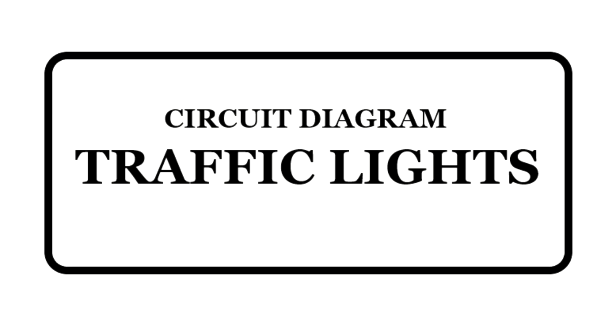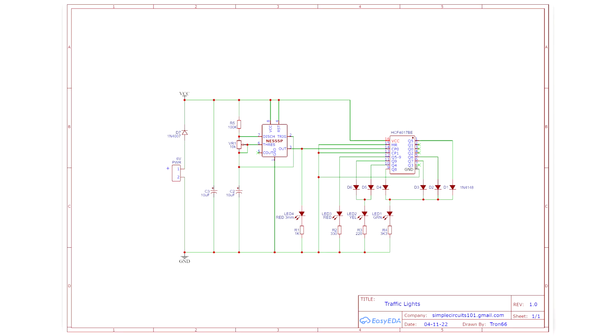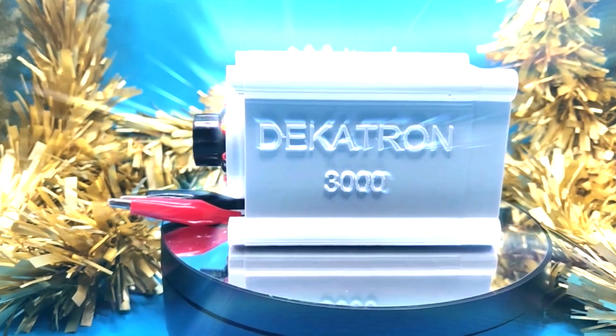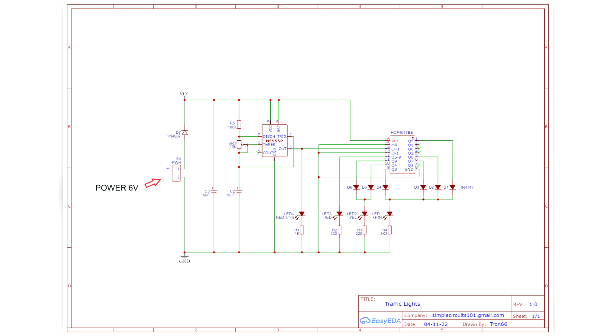Circuit diagram. After a number of iterations, I settled on this as the final circuit. The circuit includes the ever-popular IC's 555 timer chip and the 4017 decade counter, also used in the Cylon and Decatron videos. The 6-volt power supply is provided by 4 AA batteries in a switchable battery bank. The obligatory reverse polarity protection diode and a decoupling capacitor. These are the timing components for the 555 timer chip, and this is the pulse rate output indicator.